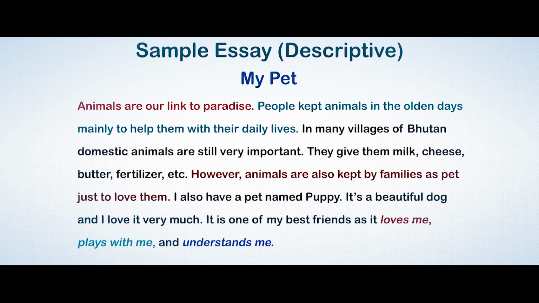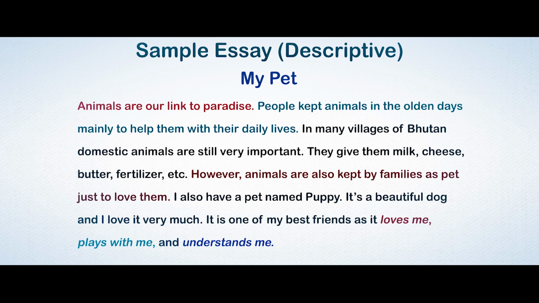Then the next sentence is, "People kept animals in the olden days mainly to help them with their daily lives. In many villages of Bhutan, domestic animals are still very important. They give them milk, cheese, butter, fertilizer, etc." After the opening sentence, those three sentences contain the general idea and the narrowing down of the idea. The very next sentence says, people kept animals. People here would refer to people across the world. Then in the third sentence, it is no longer talking about people of the world. It's talking about Bhutanese. Some kind of narrowing down of the idea has occurred here.